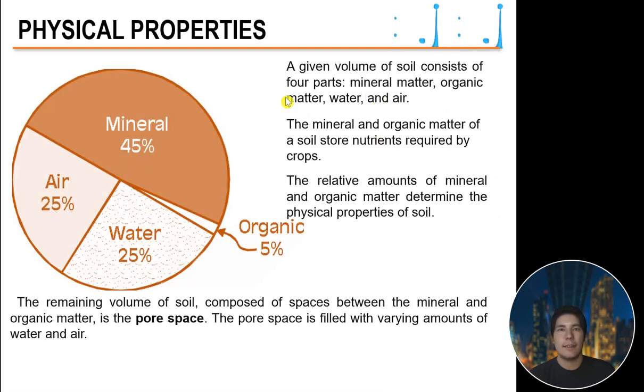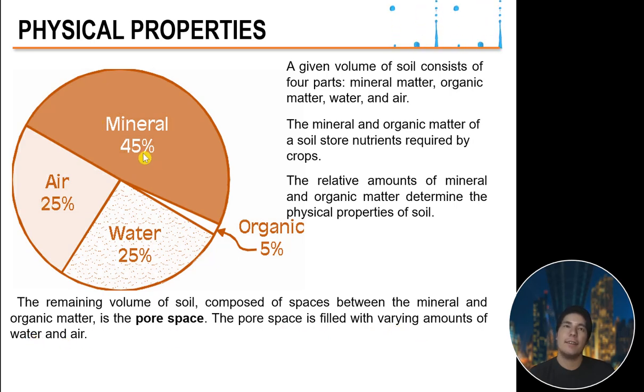So a given volume of soil consists of apat na parts, no? We have the mineral matter, the organic matter, the water and air. So the mineral and the organic matter of soil store nutrients required for the crop. So dito yung mga nutrients, no? And the relative amount of mineral and organic matter determine the physical properties of soil. So the remaining volume of soil composed of spaces between the mineral and organic matter, which we call pore spaces. No? Itong air and water, yan yung pore spaces natin. And it is filled with varying amounts of water and air.